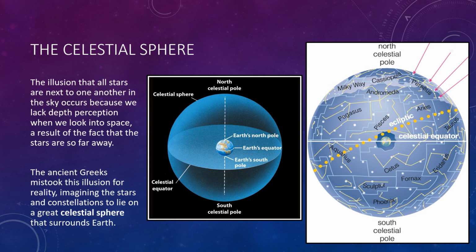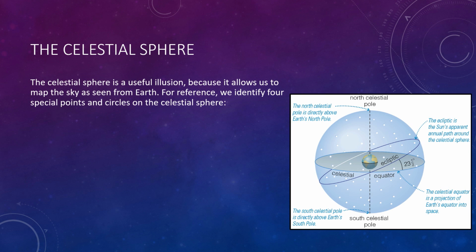So the ancient Greeks misunderstood this illusion to be reality. They mistook it. So they imagined that stars and constellations lay on a great celestial sphere that surrounded the Earth. So they thought there was an actual physical sphere around the Earth with all stars lying on it. Now, that is not true, of course. We know that there is not some weird sphere around us. But, nevertheless, the celestial sphere is a useful illustration because it allows us to map the sky as seen from the Earth.